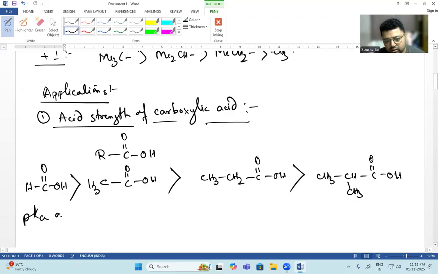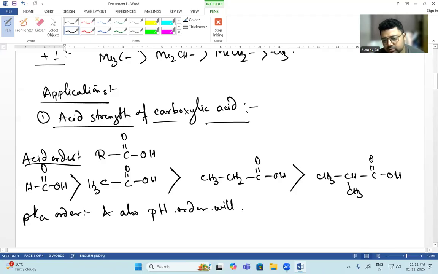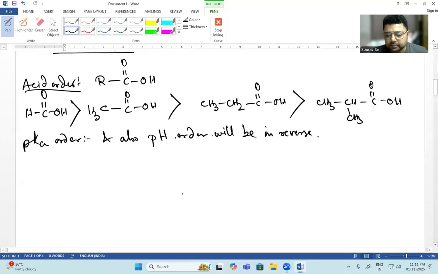The pKa order will follow the same way, and also the pH order. So the pH of this is the highest acidic order. So pKa order and pH order will be in reverse, because we all know higher the pH, lower the acidity. So lower the pH or pKa, higher the acidity. Understood? So this is the main application here.